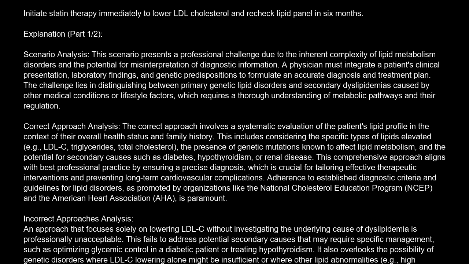This comprehensive approach aligns with best professional practice by ensuring a precise diagnosis, which is crucial for tailoring effective therapeutic interventions and preventing long-term cardiovascular complications. Adherence to established diagnostic criteria and guidelines for lipid disorders, as promoted by organizations like the National Cholesterol Education Program, NCEP, and the American Heart Association, AHA, is paramount.